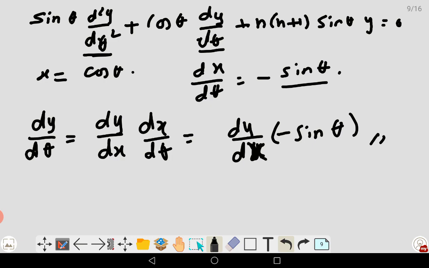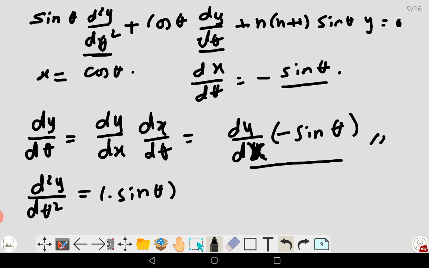This is first derivative. Now second derivative, d square y over d theta square. Differentiate this one by product rule. Minus sine theta has been kept. Differentiate dy by dx. It will be d square y by dx square and then dx by d theta.